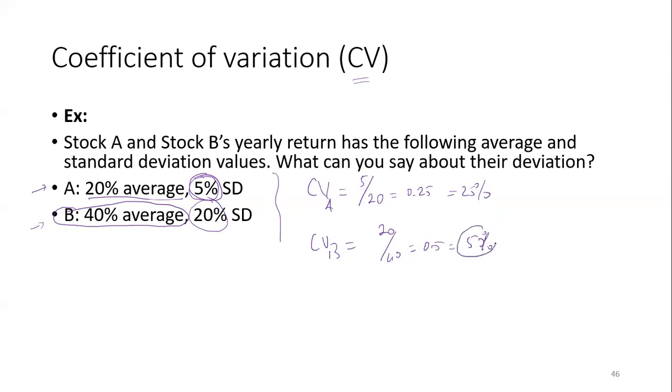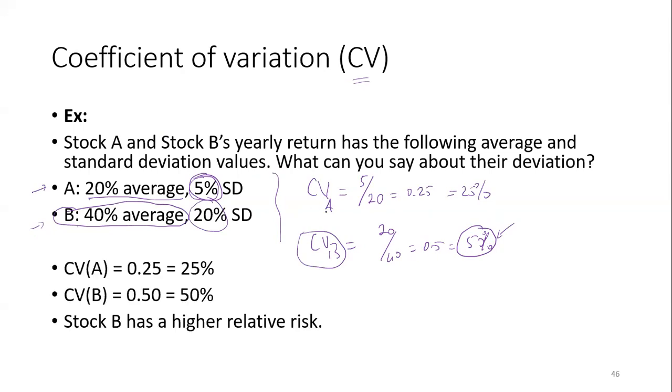So this is the coefficient of variation for B, and this is for A. This shows that the deviation per unit income is larger in B, which means B has a larger standardized risk when you compare it with stock A.